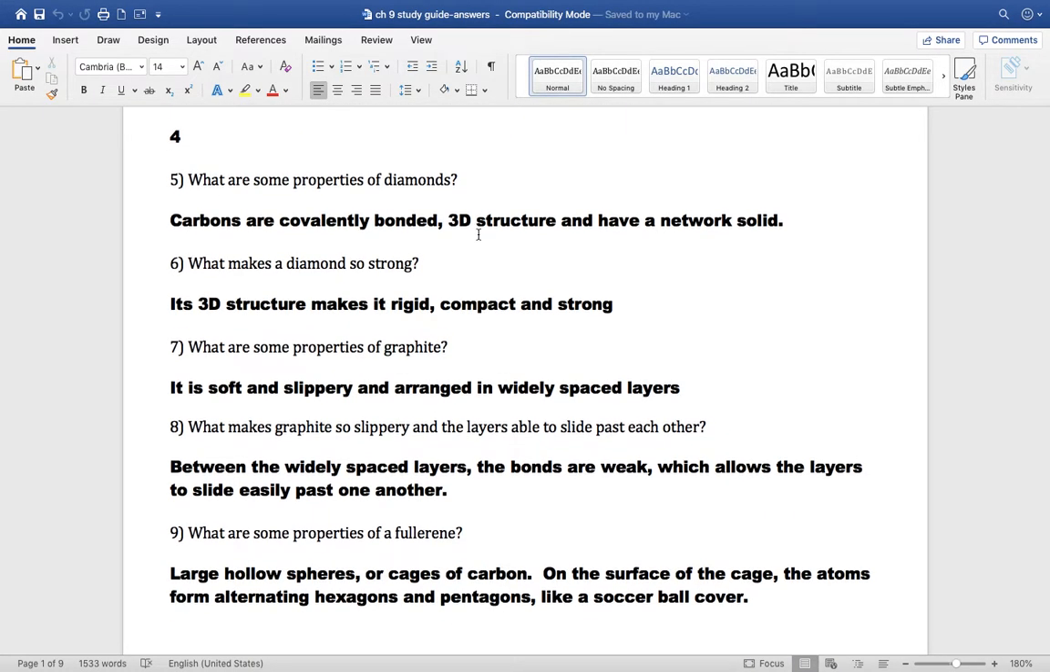Now remember, these are the forms of carbon: diamond, graphite, and fullerene. What are some properties of diamonds? They are covalently bonded, 3D structure, and have a network solid. What makes a diamond so strong? Its 3D structure makes it rigid, compact, and strong, and a network solid.